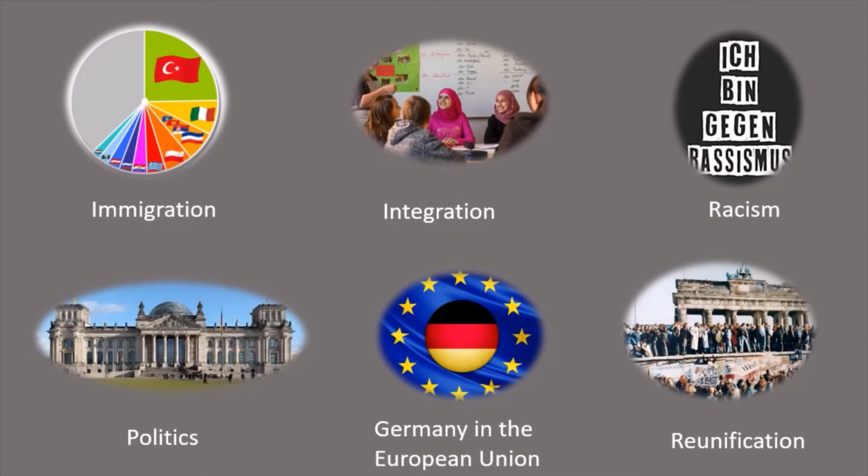During Year 13, we move on to study the very current and hot topics of immigration, integration, and racism. We then move on to look at young people's attitudes to political systems in Austria, Switzerland, and Germany, Germany's powerful and pivotal role in the European Union, and the fascinating topic of German reunification.